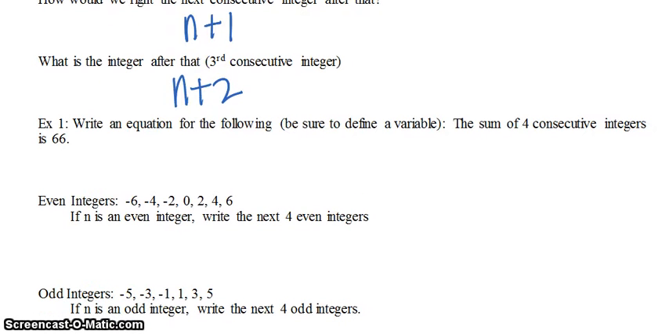Now, write an equation for the following. Be sure to define a variable. The sum of 4 consecutive integers is 66. Well, I'm going to define n as the first consecutive integer.